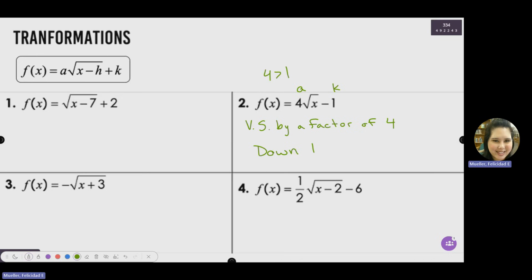So based on that, I do want you to go ahead and do the other 3 problems. So go ahead, pause the video, give it a shot. All right, let's go ahead and check your work.